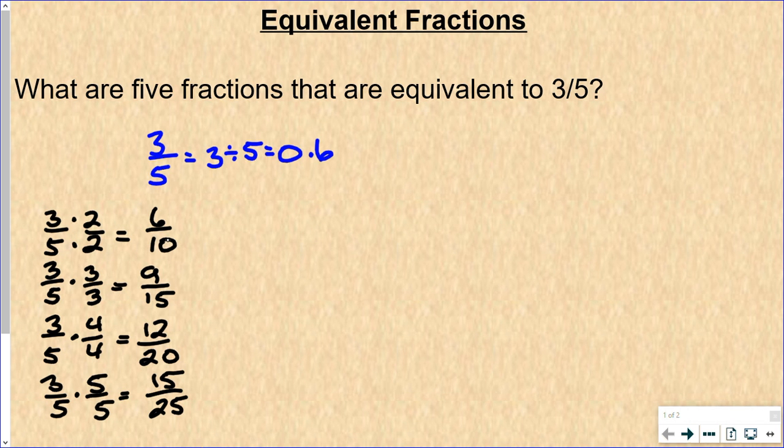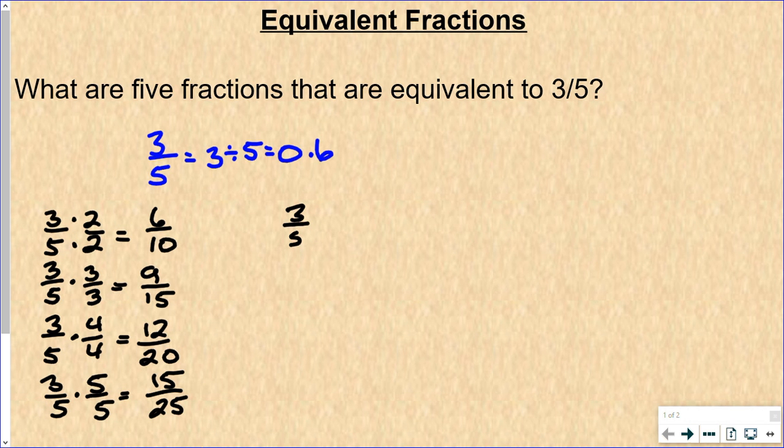All of these fractions, by the way, if I was to simplify these, they would all simplify back to 3/5 because they're equivalent. So to simplify these, I'm actually just doing the opposite of what I just did. So if I wanted to simplify this, I would divide both of these numbers by 2, which is their greatest common factor.